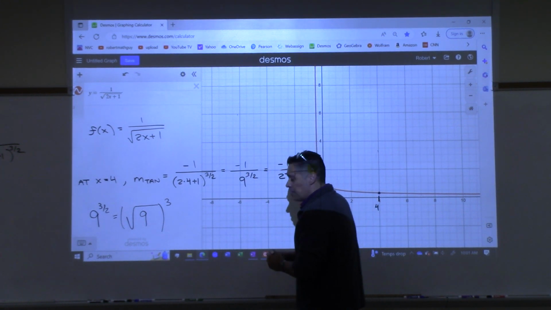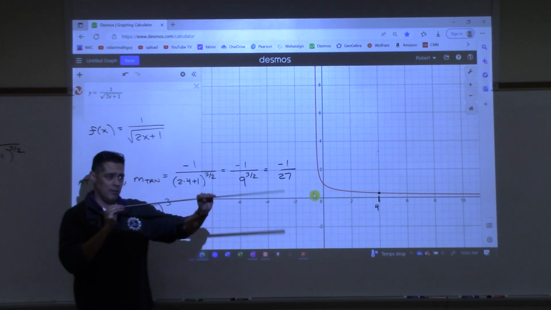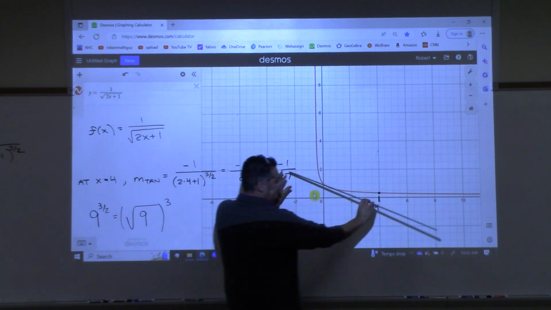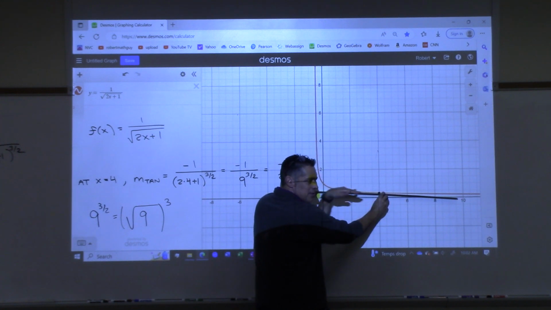Does that answer make sense to you? It does? Slope of the tangent line, right? So we're looking at this point right here. We're trying to find the slope of that line that's tangent. Do you all agree that it's just kind of pitched down, just a little bit of a pitch to it?